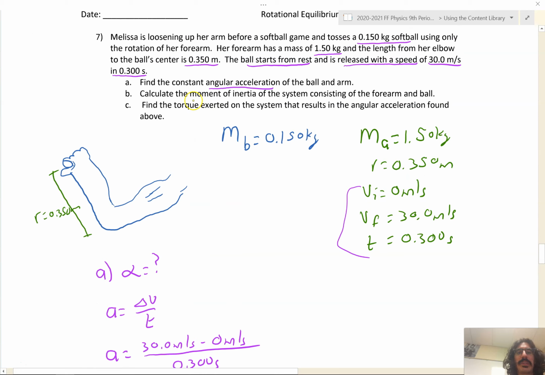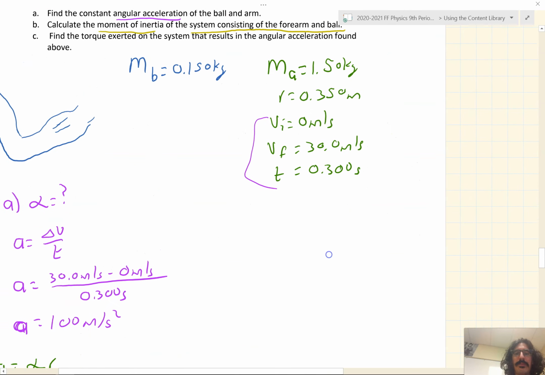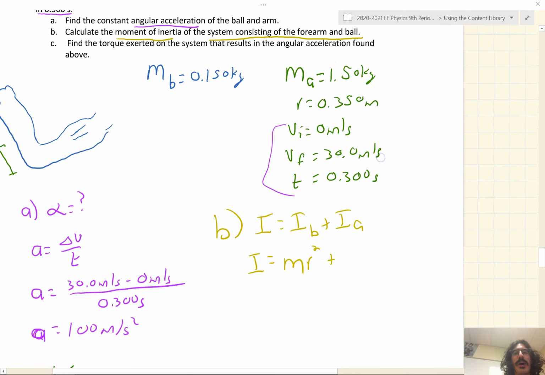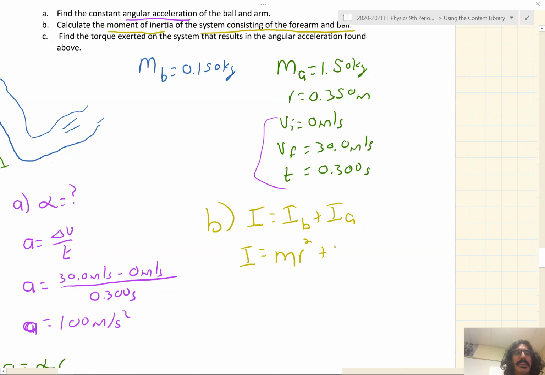Letter B. Calculate the moment of inertia of the system consisting of the forearm and the ball. So letter B, we're calculating I. In this case, we have to include the ball plus Melissa's arm. The moment of inertia of a ball is just mr squared. The moment of inertia of Melissa's arm, we're going to make it a rod, kind of like her bone, and that is 1/3 mr squared.